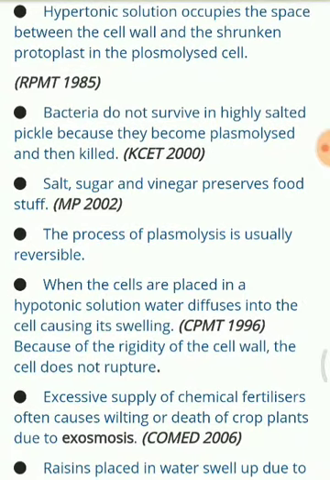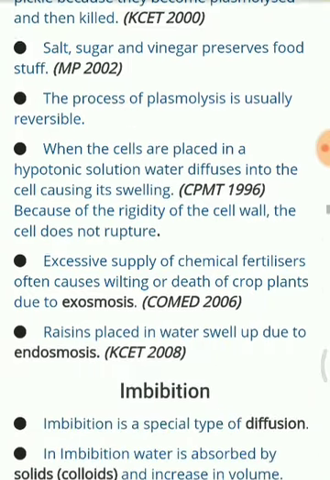Salt, sugar, and vinegar preserve foodstuff. The process of plasmolysis is usually reversible. When cells are placed in a hypotonic water solution, water diffuses into the cell, causing it to swell. Because of the rigidity of the cell wall, the cells do not rupture. Excessive supply of chemical fertilizers often causes wilting or death of crops or plants due to exosmosis.